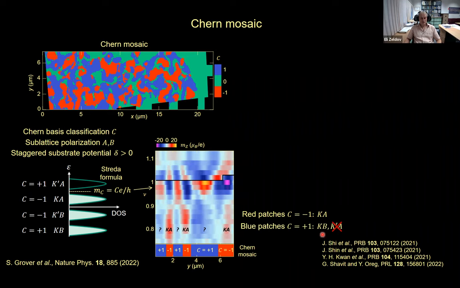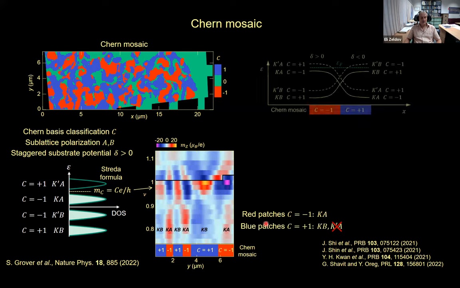The Kb option, again, has two penalties. It has a penalty of unfavorable magnetization and, in this case, an AB domain wall. But this option does have an energy gain, which is delta. So we conclude that these patches are essentially stabilized by the sublattice potential, and they have domain walls between A and B sublattices.